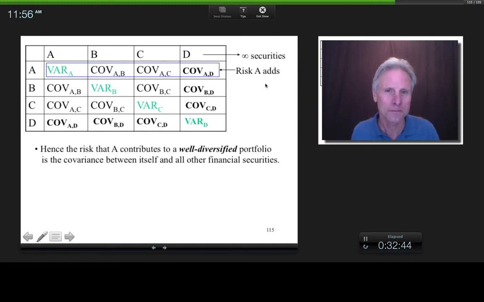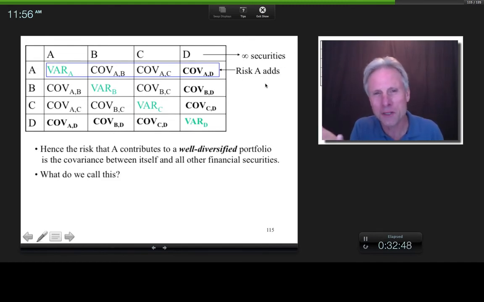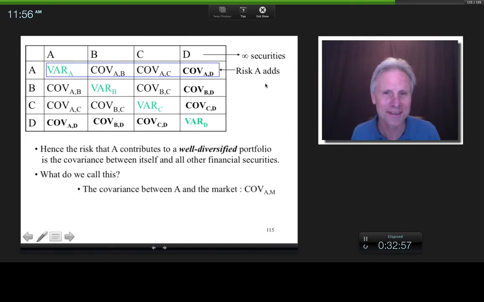Well, what do we call this? What do we call these other infinite number of financial securities? Call that the market, right? And so therefore, the amount of risk that A contributes to a well-diversified portfolio is the covariance between itself and the market. And that's how we've defined non-diversifiable risk.